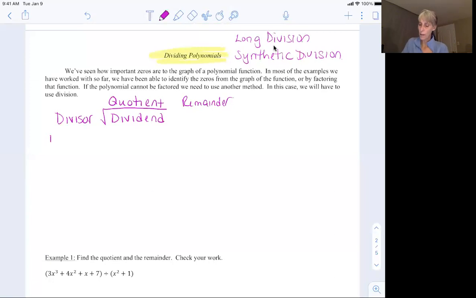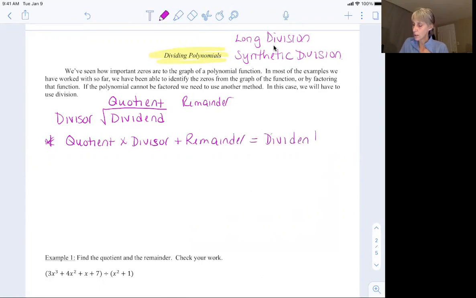And if you remember from way back when you were just learning about this, the quotient times the divisor plus the remainder equals the dividend. So for instance, just a real easy long division problem to get your mind thinking about long division. If I did 25 divided by 4, I'd put the 25 underneath, the 4 on the outside. 4 goes into 25 6 times.